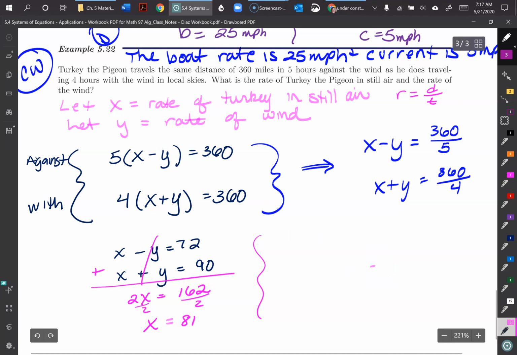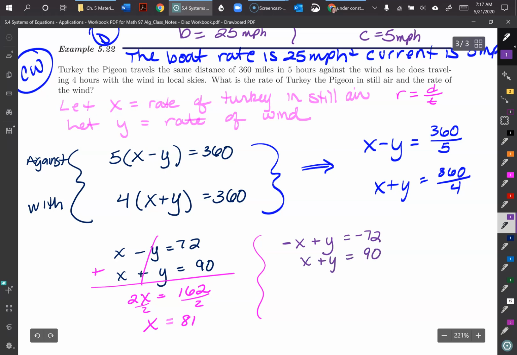We also could do it this way, just manipulating the other equation. So then we would have -x plus y, I'm just multiplying through by -1, equals -72. x plus y equals 90. That one stays the same. And then add them together. Then we would eliminate the x's, and we would get 2y equals 18, and divide by 2, we also get 9, just like we did with the back subbing. So the choice is yours.